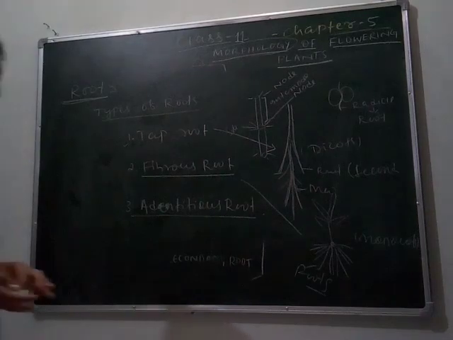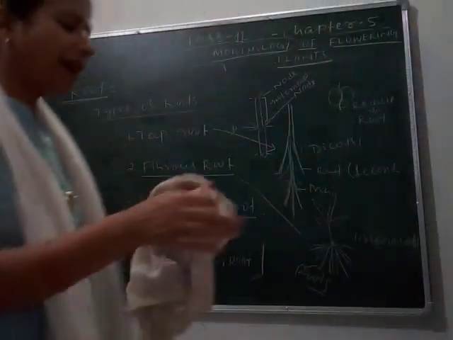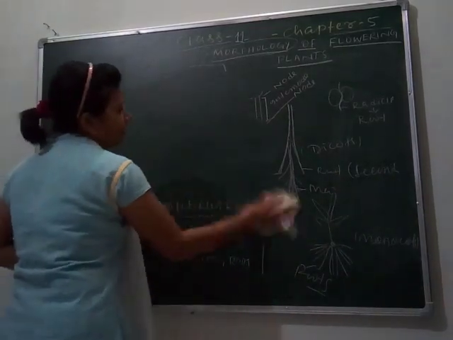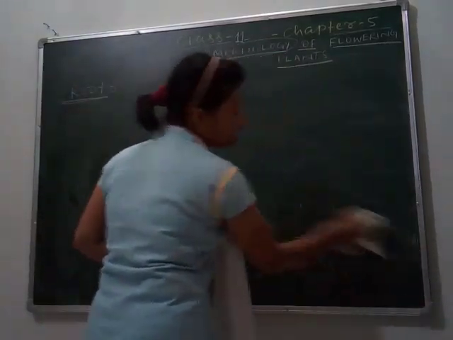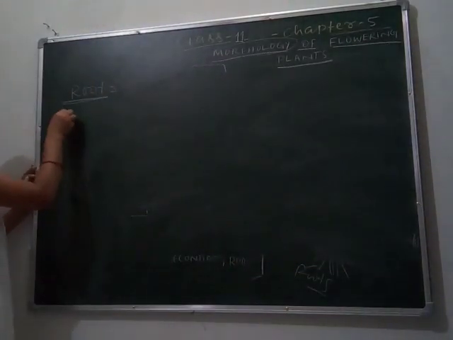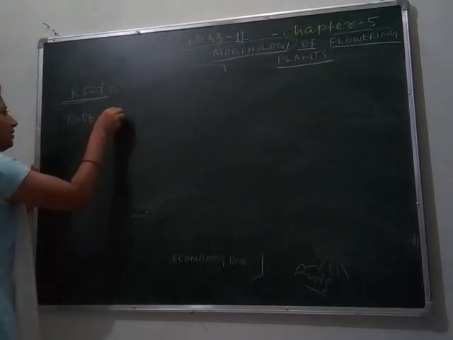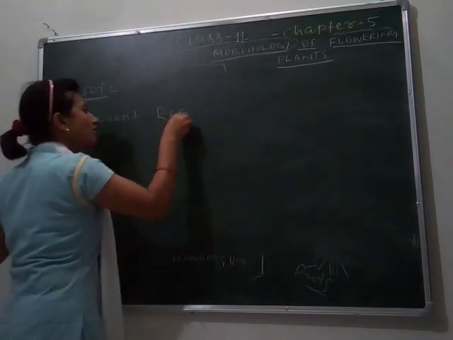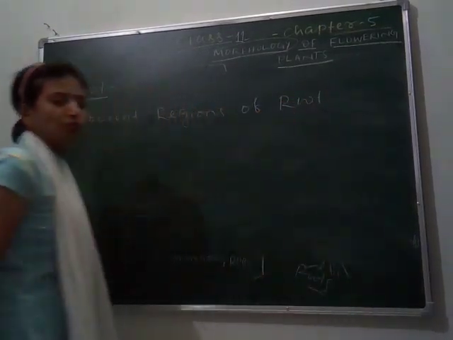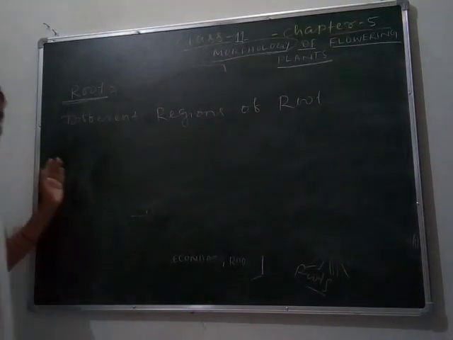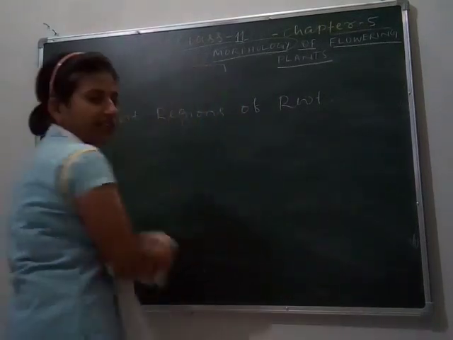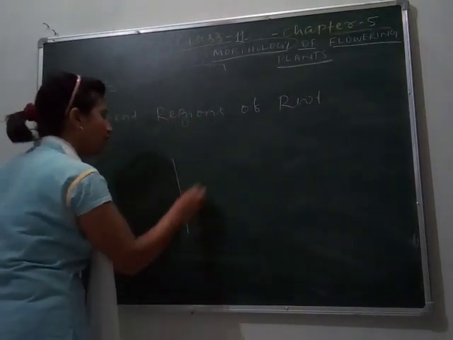The next topic we are going to study is the different parts or different regions of a root. You can write this. So next is your different regions of root. If I show you only a root, then what do you see? It has different regions. So let's see how it looks.